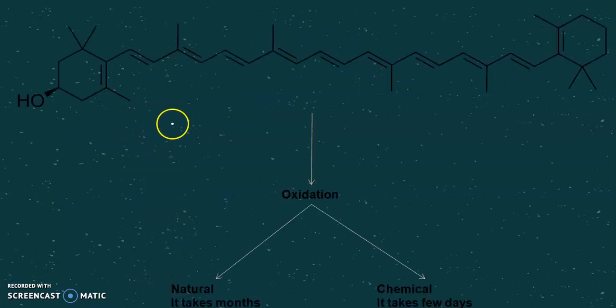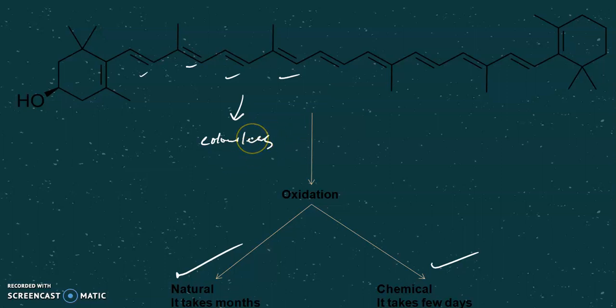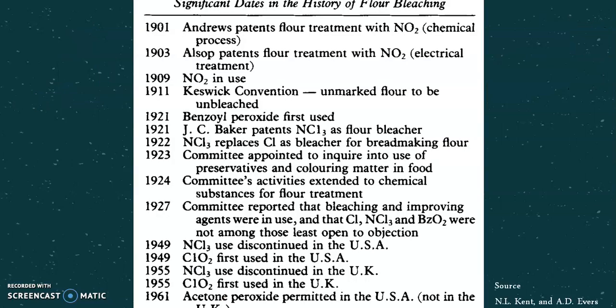Actually, this xanthophyll has conjugate double bonds, and these conjugate double bonds are oxidized by using the chemical bleaching agent, either by naturally oxygen or by chemicals. These conjugate double bonds, after getting oxidized, become colorless. So this is the mechanism how the xanthophyll is converted into the colorless compound. These are some significant dates in the history of the flour bleaching.